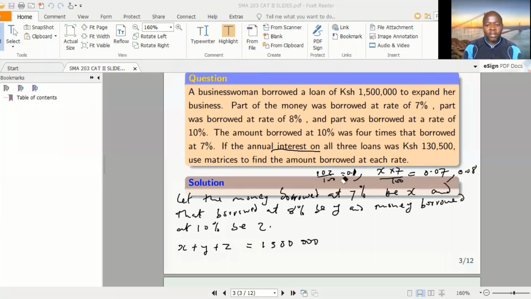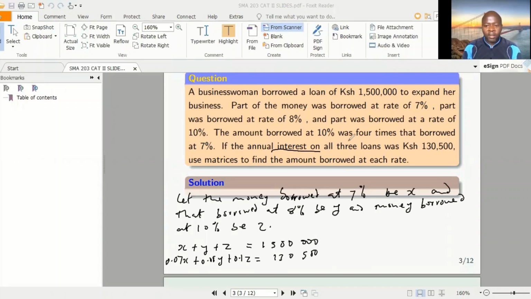So what the question is saying is that the total of this interest is 130,500 Kenyan shillings. So let's just write that. The question is telling us that 0.07x plus 0.08y plus 0.1z totals to 130,500.